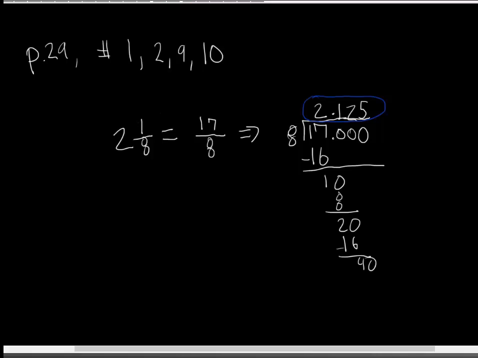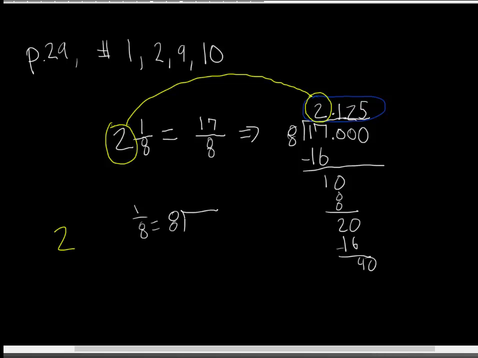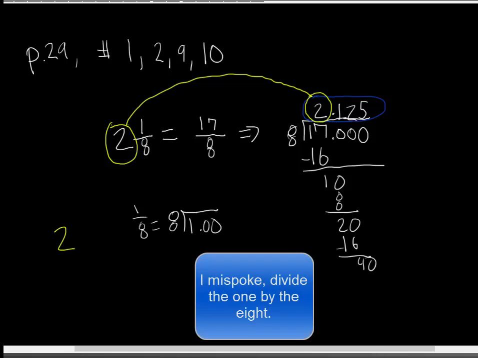Now, doing everything that way is just fine, but I want you to notice that the whole part right here, the 2 out front, didn't change. So if we wanted to make our lives a little easier, we could just come over here and write the 2 and then only convert the 1/8. Divide the 8 by the 1, add a decimal and some zeros. Bring that decimal straight up.